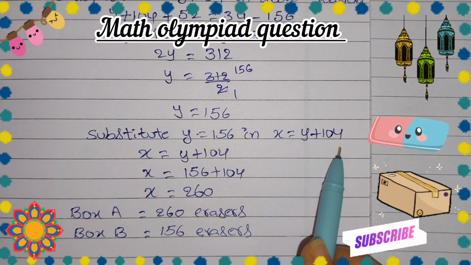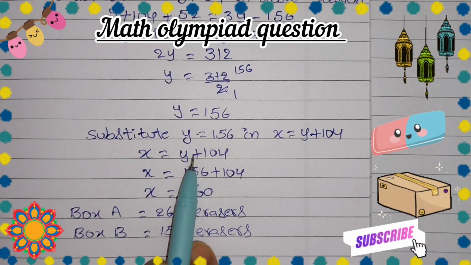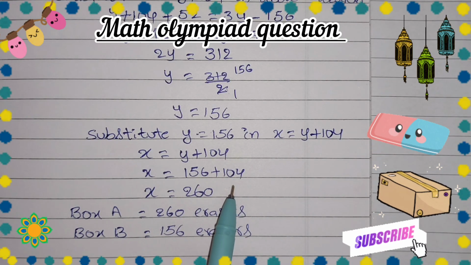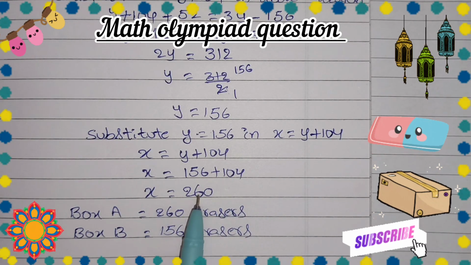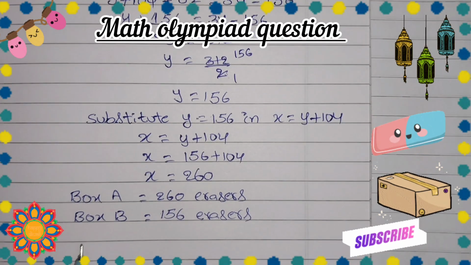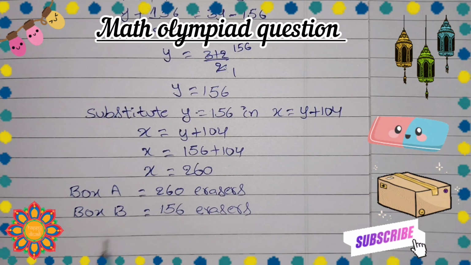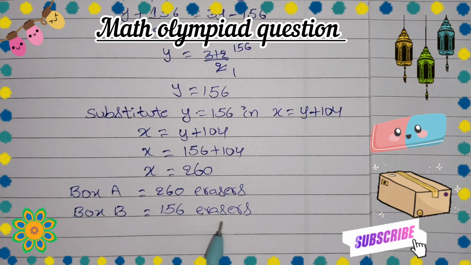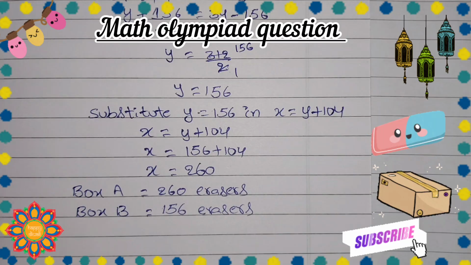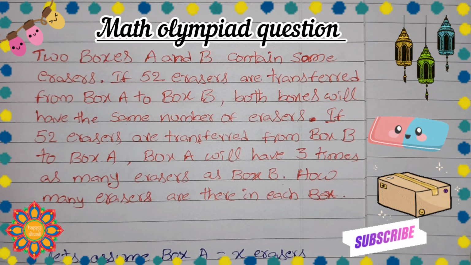Now we know the value of Y equals 156. Substitute Y equals 156 in X equals Y plus 104. X equals 156 plus 104. X equals 260. Now we know how many erasers are in each box. Box A equals 260 erasers. Box B equals 156 erasers.